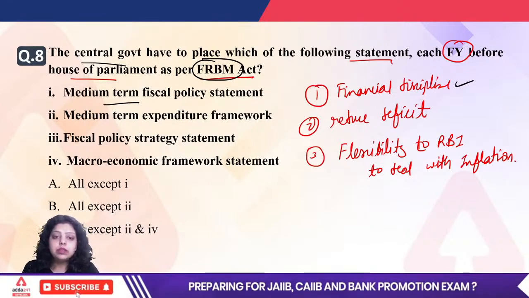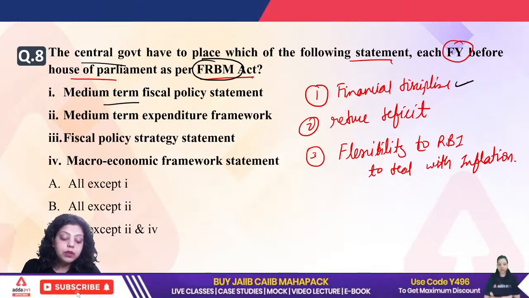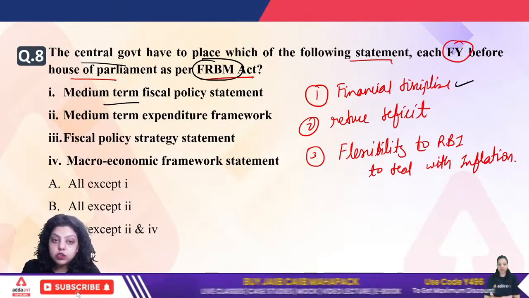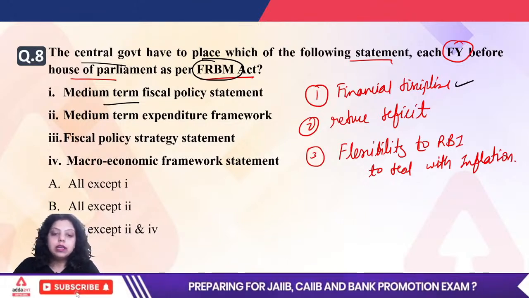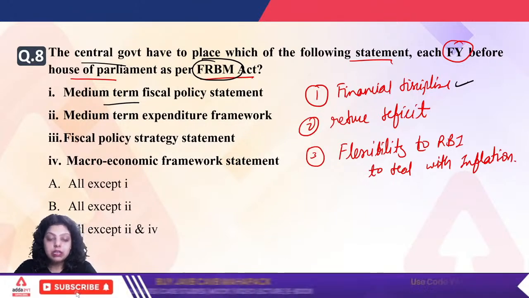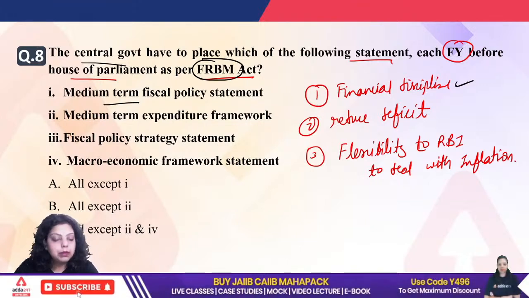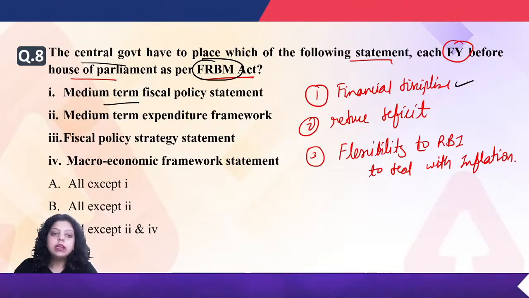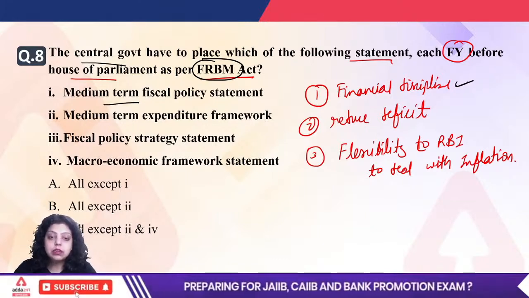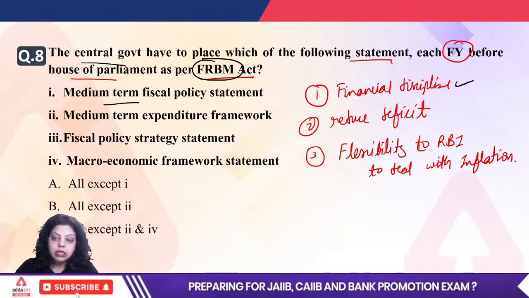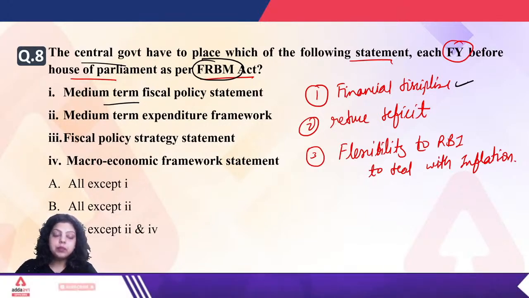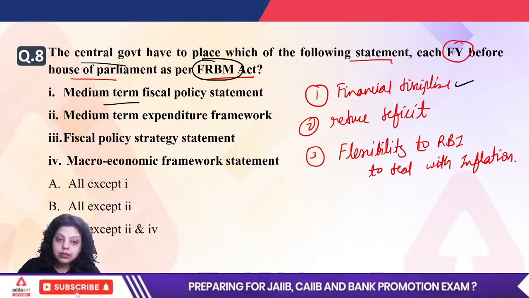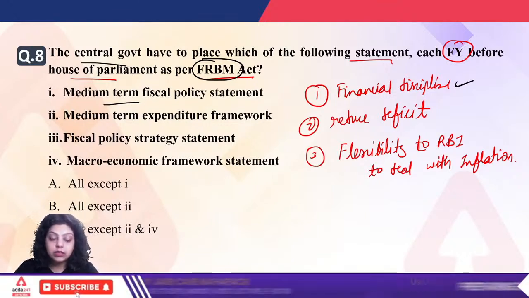In the medium term fiscal policy statement, the government of India has to give information related to what targets we are taking related to the budget, and what our objectives are when we are presenting the budget for the current financial year. As we know, whenever the government of India presents the budget, the government gives the data on what fiscal deficit we are targeting, what revenue deficit we are targeting, how much revenue we will generate, and how much expenditure we are going to do in the financial year.